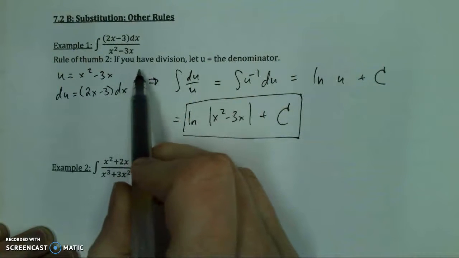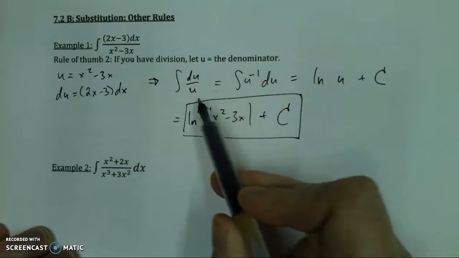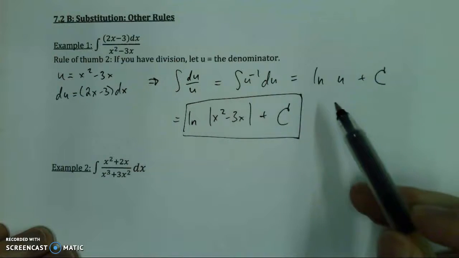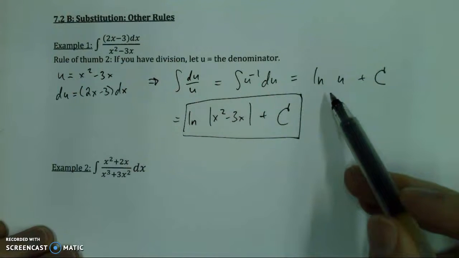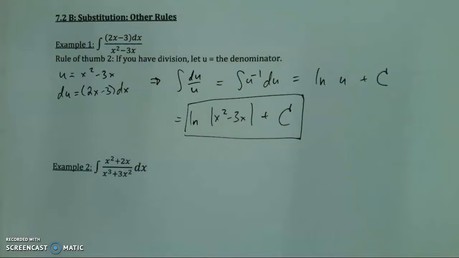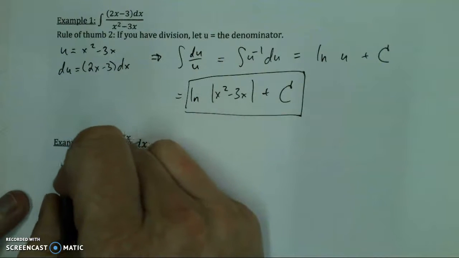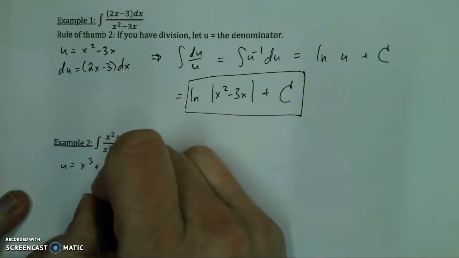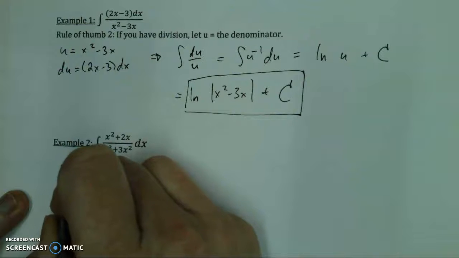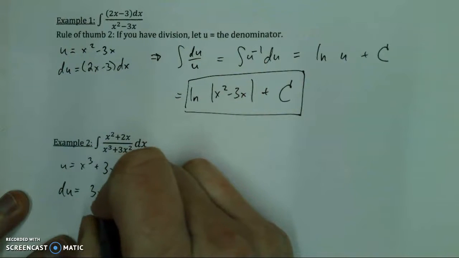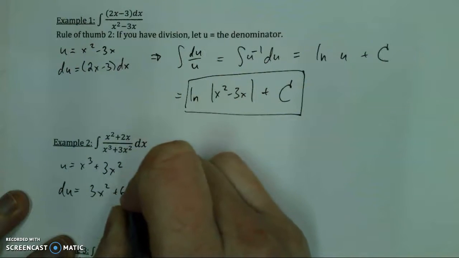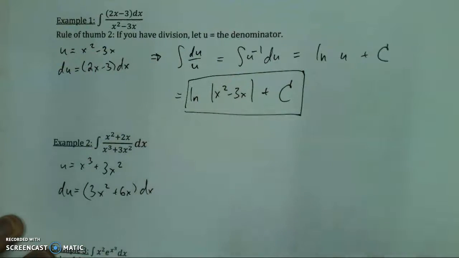As a general rule, if we're picking this denominator, we're going to expect to get du over u for my integral, which means I am going to expect to get a natural log in my answer. Let's see another example like that. So once again, I have a denominator, so let's go ahead and pick that denominator as my u. So here my du is 3x squared plus 6x, all dx.